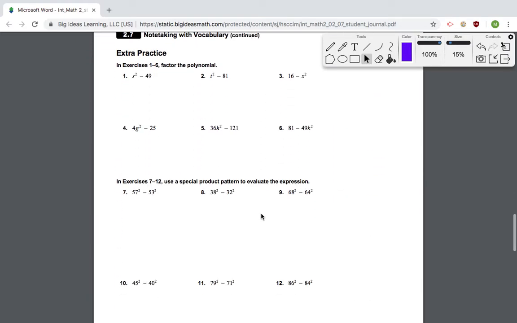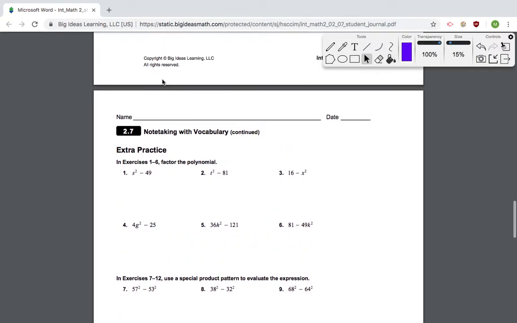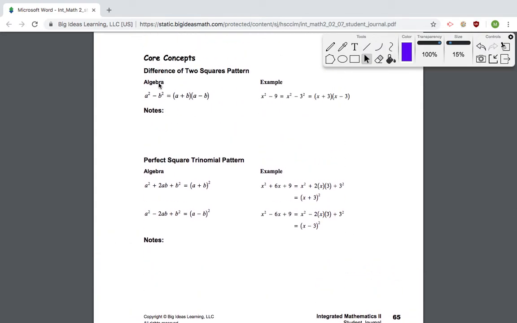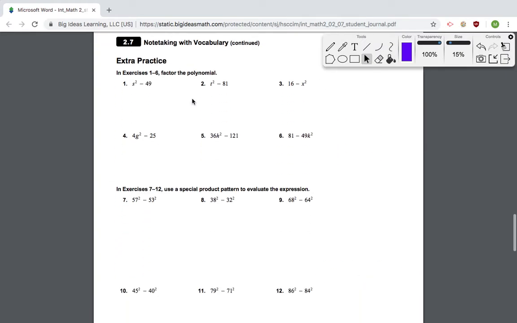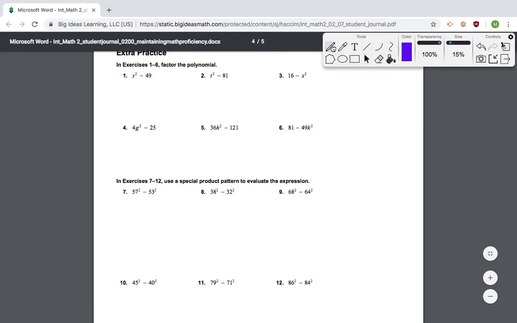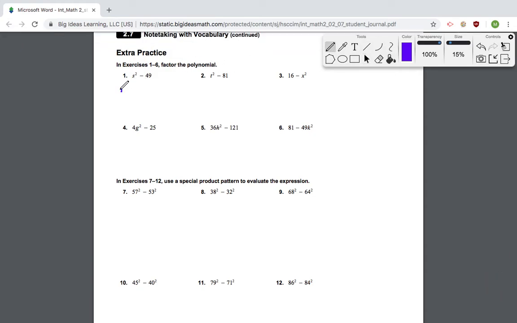So 1 through 12 is all, look, two terms. It's just two terms, right? And it's subtraction. So if you go back to page 65, which one of these shows two terms only with subtraction? Okay, well, here it is. So that means you're going to have to take the square root of the first term and the square root of the second term. So what is the square root of s squared? Sorry, the square root of s squared is s, and the square root of 49 is 7.